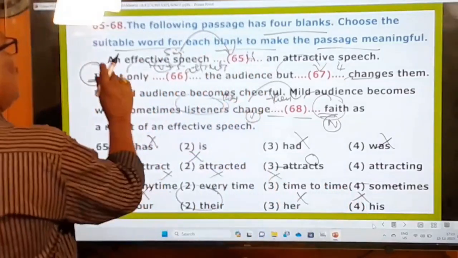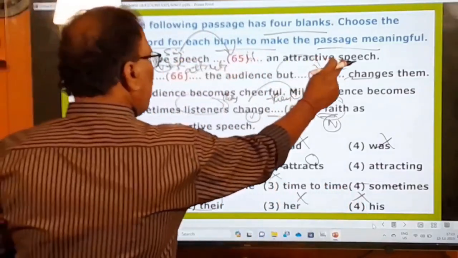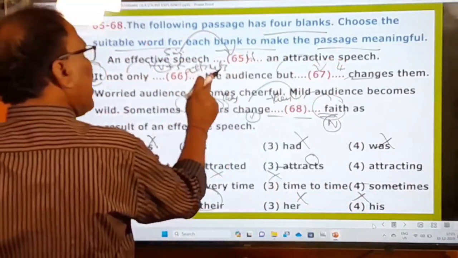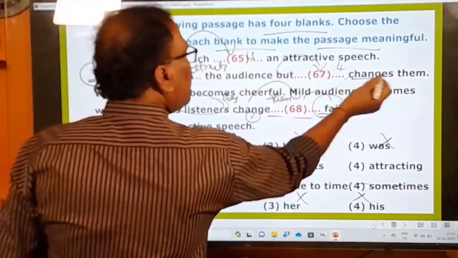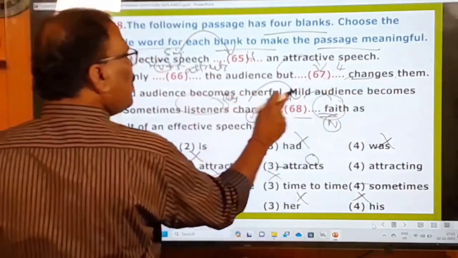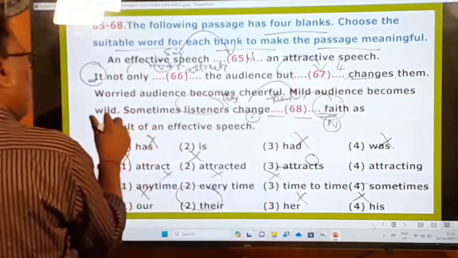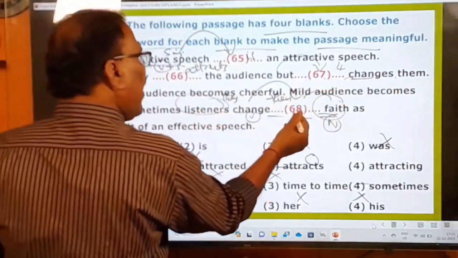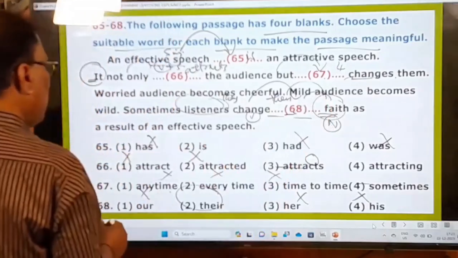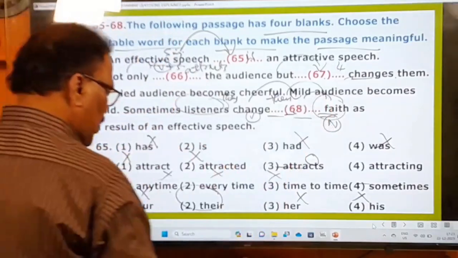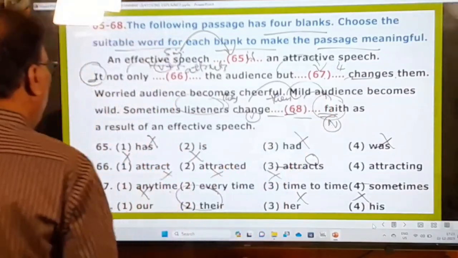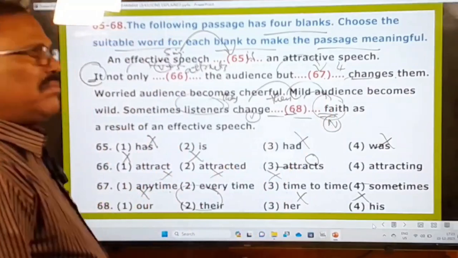Therefore, in this way: an effective speech is an attractive speech. It not only attracts the audience, but sometimes changes them. Worried audience becomes cheerful, mild audience becomes wild. Sometimes listeners change their faith as a result of an effective speech. So this is about this passage, about these four questions. And now let's move on to the next questions.